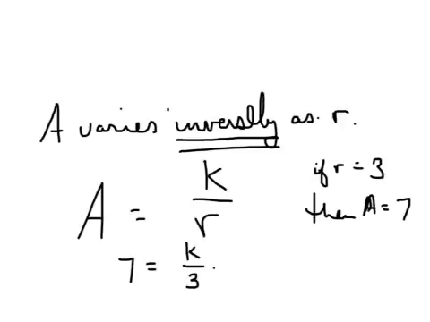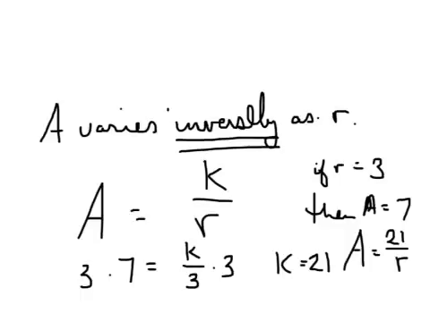How you get rid of the divide is you multiply both sides by 3, so I get k equals 21. And then they want you to rewrite the equation, so it'll be A equals 21 over R. That way you can solve it for any specific value you want. Okay, so that's an example of inversely.